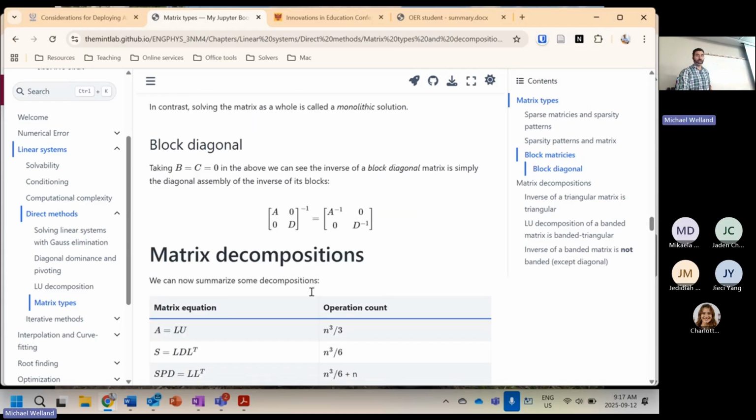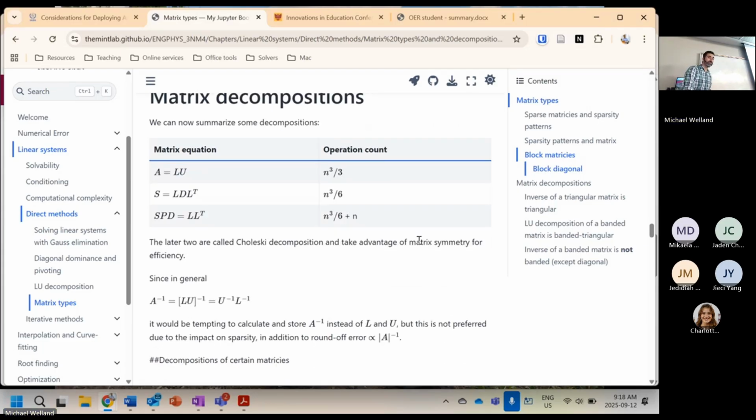Okay. Block diagonal. Simple extension. The off-diagonal ones are 0. Right? What this actually means is that the inverse just collapses to be this. A inverse, D inverse, no problem.